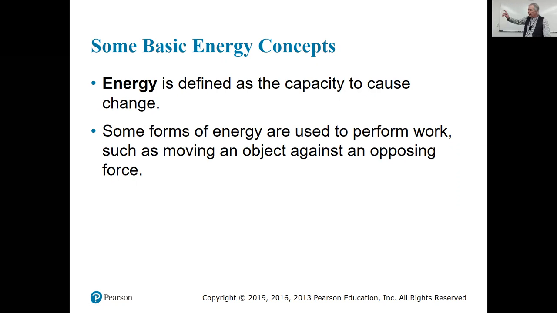Okay, the book defines energy as the capacity to cause change. I was under the impression it was a different definition, and it's similar to this one. My definition is the ability to do work with energy. So either capacity to cause change, or ability to do work. And some forms of energy are used to perform work, such as moving an object against an opposing force. And as I mentioned, you have to work to stay alive. Every living thing has to work constantly to stay alive. And in this chapter, we're going to look at what that means. What is biological work?